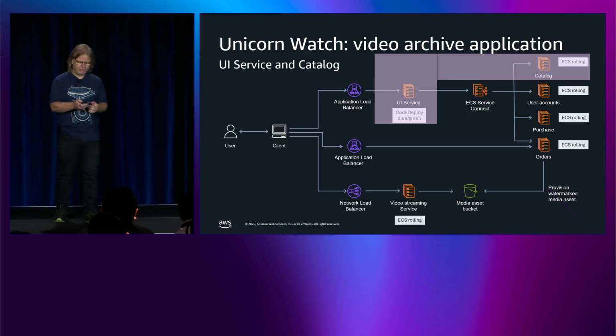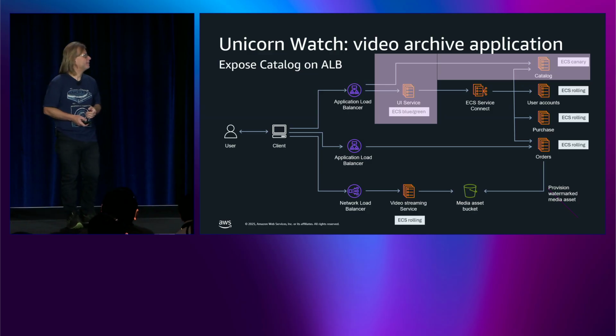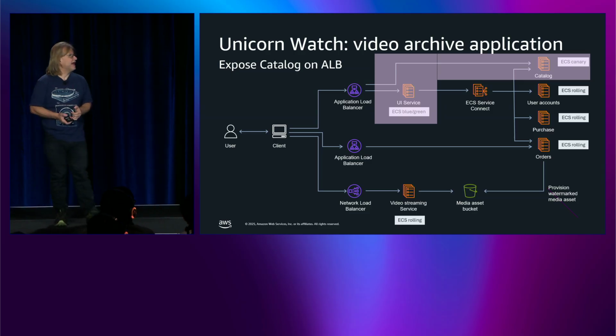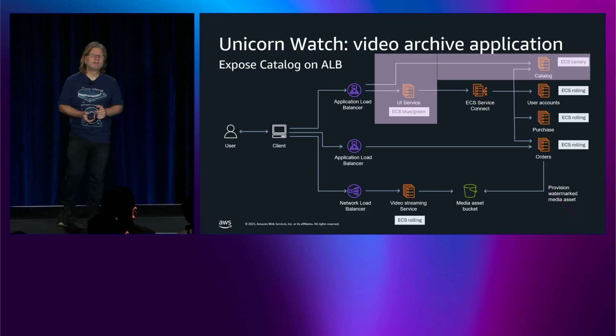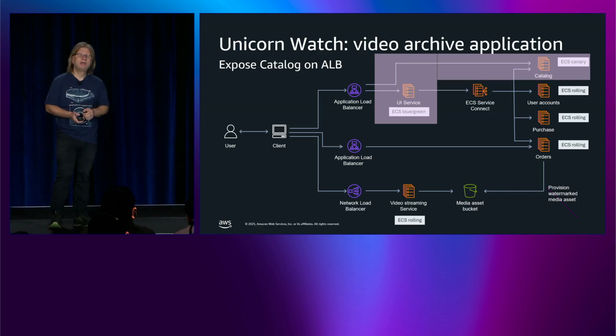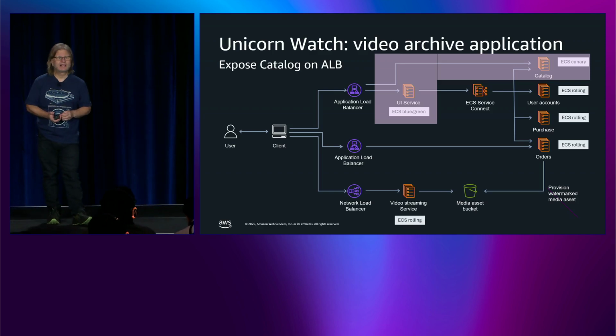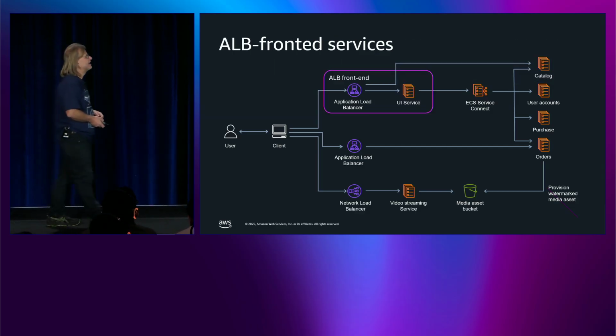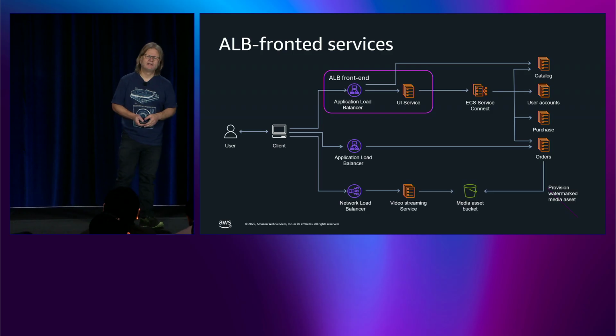So by moving to ECS blue-green, they were able to achieve their objective, right? So essentially what you can see here is they were able to use path-based routing to access two different services through the same port on the ALB, and also switch to canaries on the catalog service. So let's look at this in a bit more detail, starting with the load balancer.